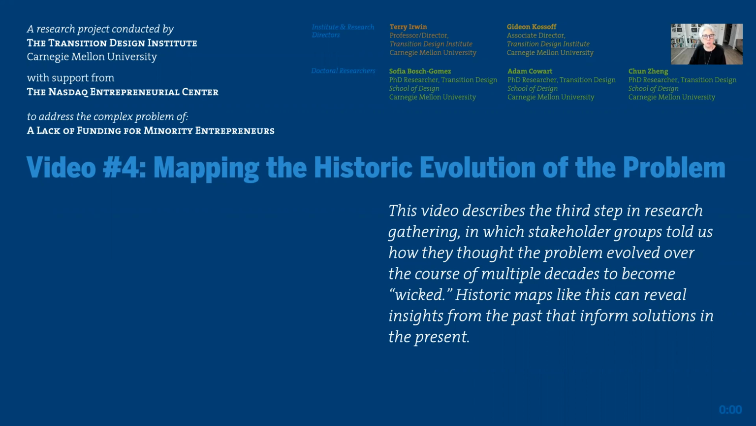This presentation is an overview of a 6-month research project to understand the perspectives and concerns of stakeholders connected to the problem of a lack of funding for minority entrepreneurs in the US and UK. This research was commissioned by the Nasdaq Entrepreneurial Center and was carried out by the Transition Design Institute at Carnegie Mellon, who are one of 10 partners researching the many facets of this complex wicked problem.